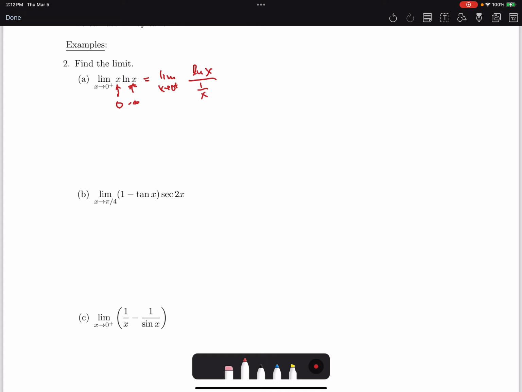And here's the beauty of doing that, because now, if we think about what's happening as x approaches 0, ln of x is going to negative infinity. And 1 over x, as we approach 0 from the right, is going to positive infinity. So they're going to different infinities, but that doesn't matter. It's still an indeterminate of the form infinity over infinity. We can still apply L'Hopital to this, in other words. So let's do that.